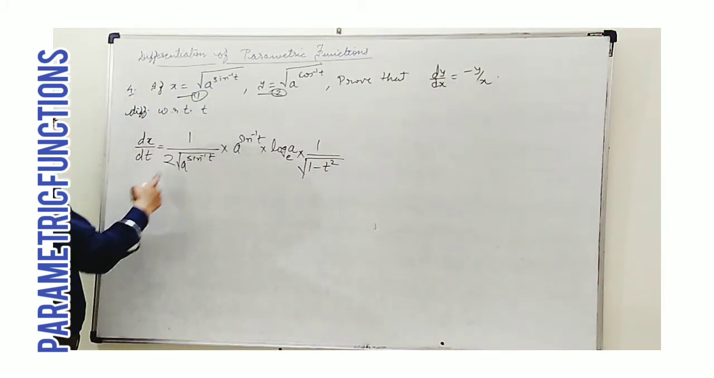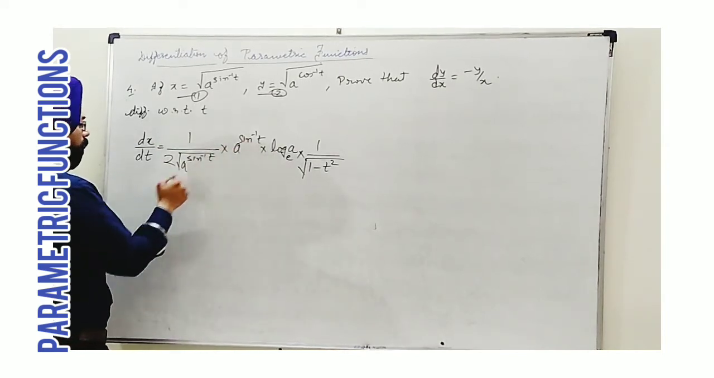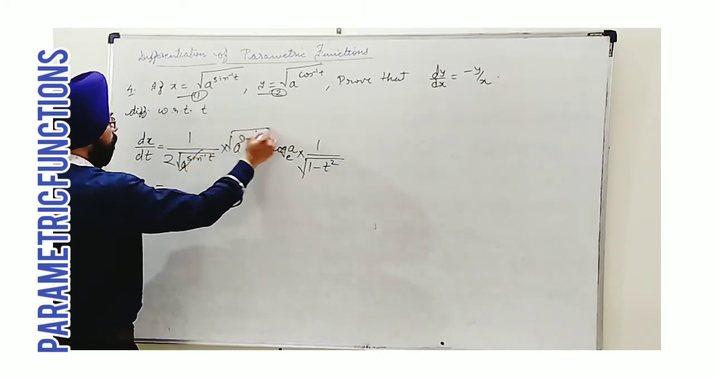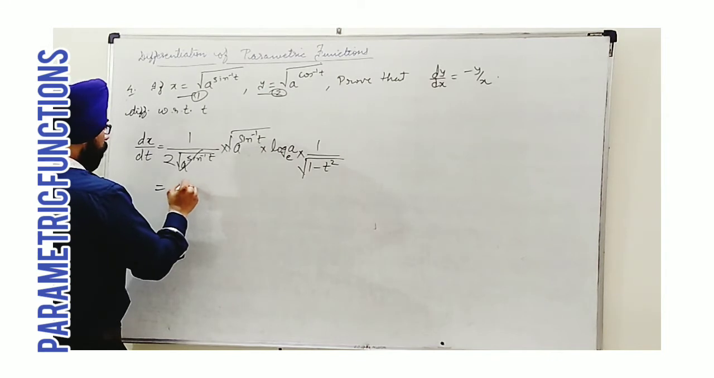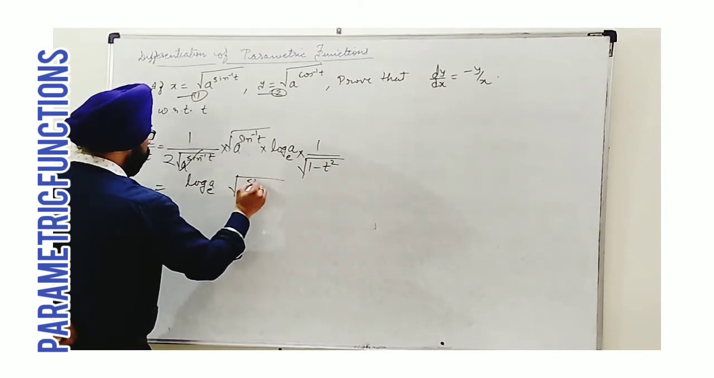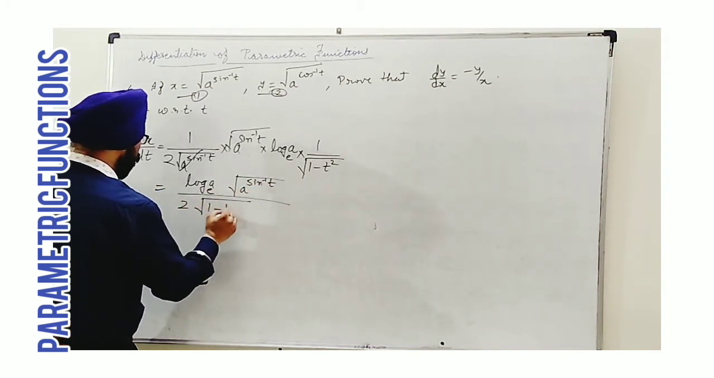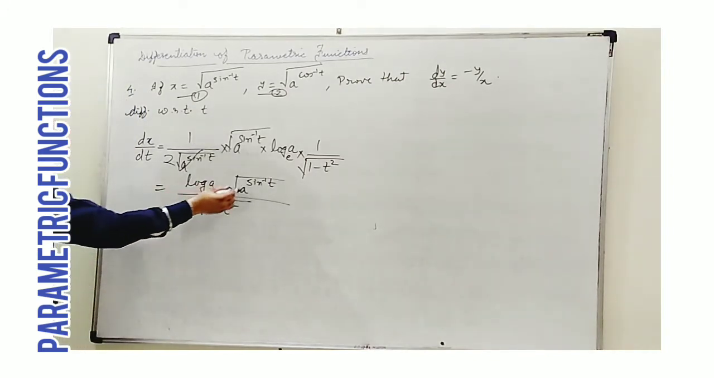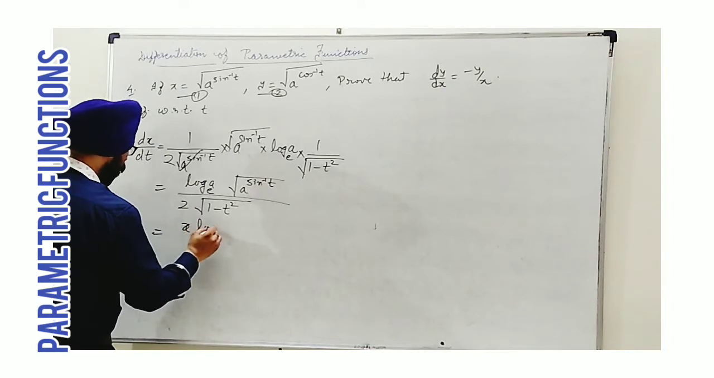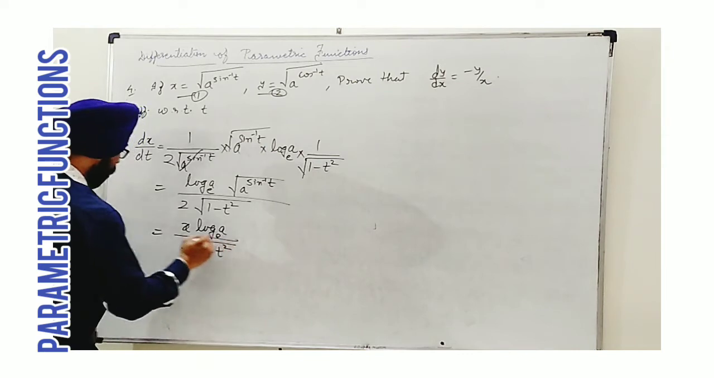I see that these two terms can be cancelled out. This is a square root and this is the square. This is the main function actually. So by cancellation we can write this as log of a to the base e, root a to the power sin inverse t upon twice of root 1 minus t square. And further, we know that this is the value of x. So this can be written as x log a upon twice root 1 minus t square.